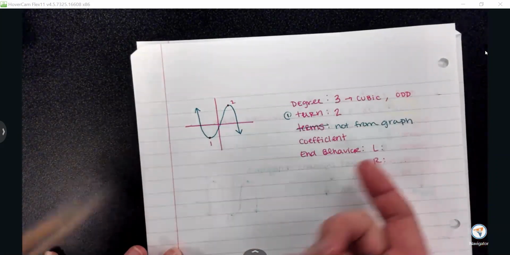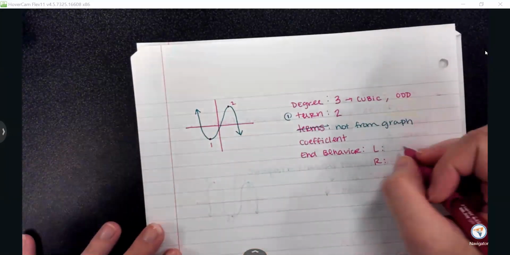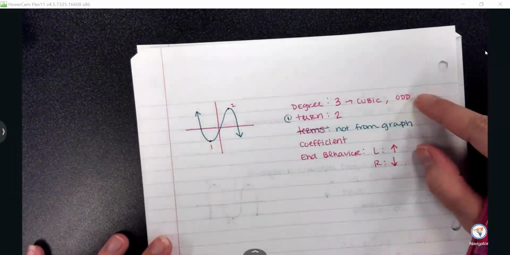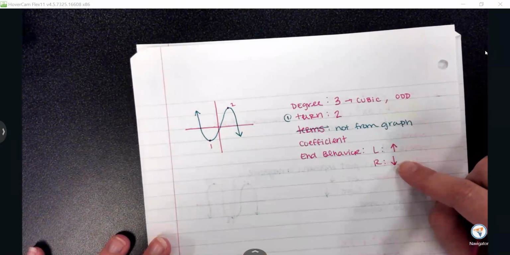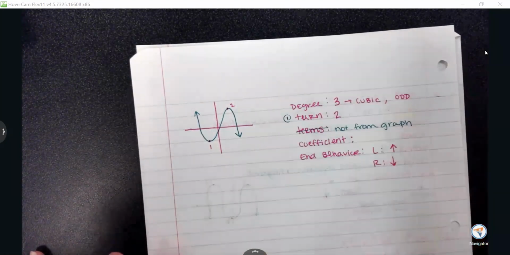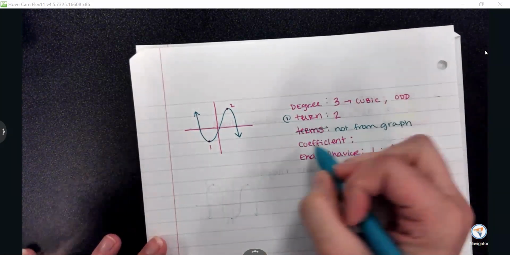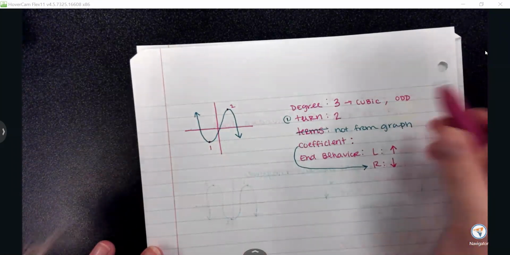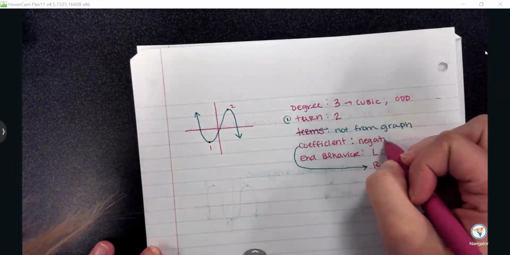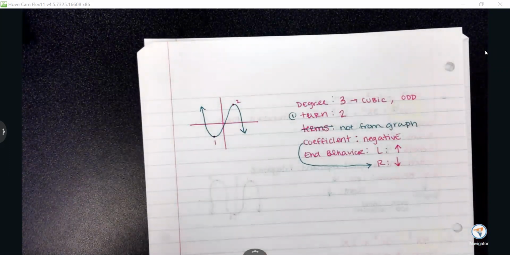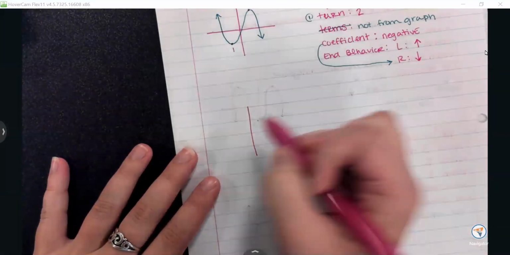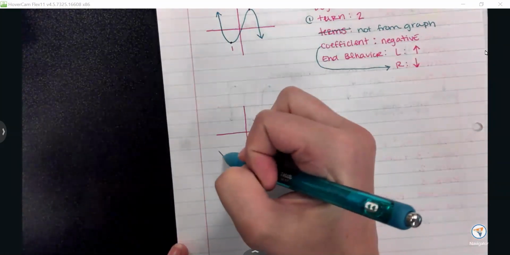So my end behavior, I'm just drawing the arrows. On the left side of my graph, I see a positive, and on the right side of my graph, I see a negative. And that matches odd because odd is opposites. My coefficient, if you remember from the previous problem, this coefficient has to come from the right side. So if my right arrow is negative, my coefficient is negative. Okay. Let's try one more graph. Then I want you to really try on your problems that we have that I gave you today.